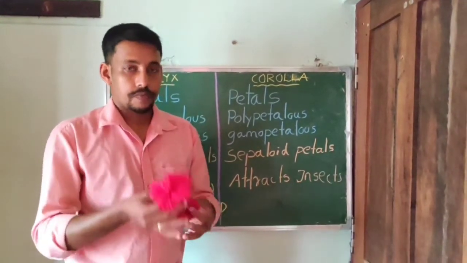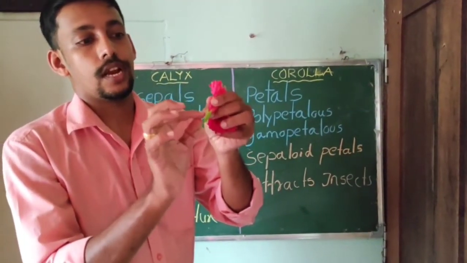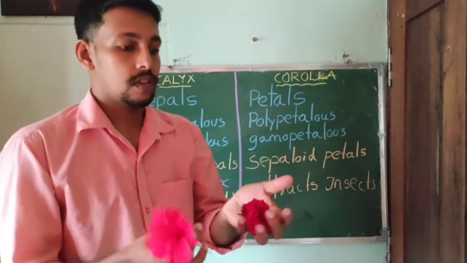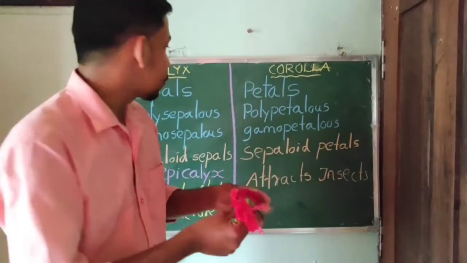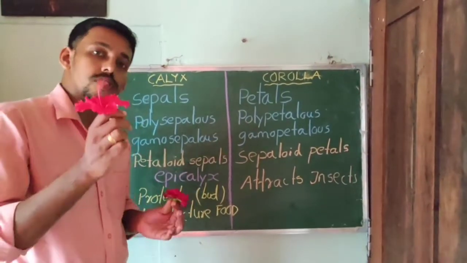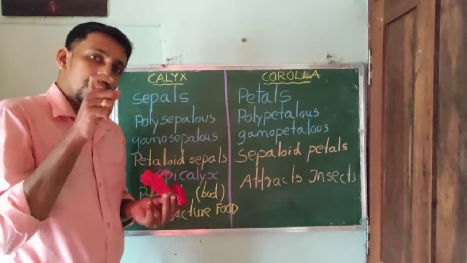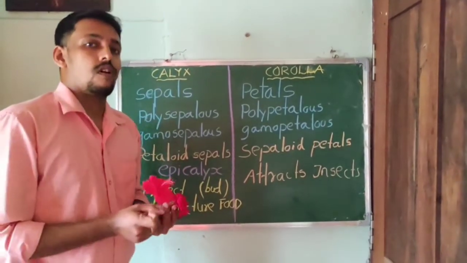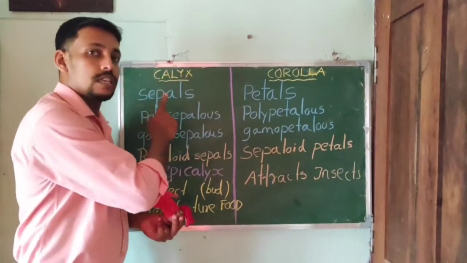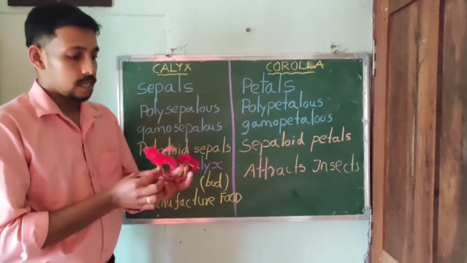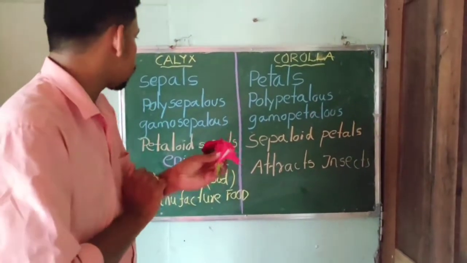We know that this green colored part is known as the calyx. Here also we can see the calyx. The calyx is the outermost whorl of a flower, and the constituent units of the calyx are known as the sepals. These are the sepals, which can be seen here.